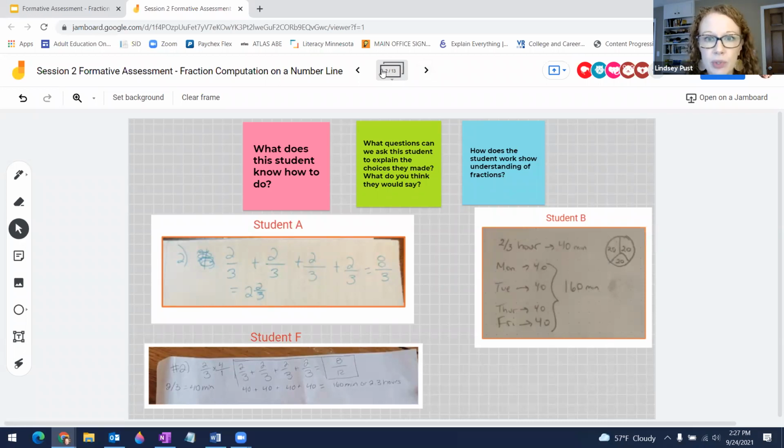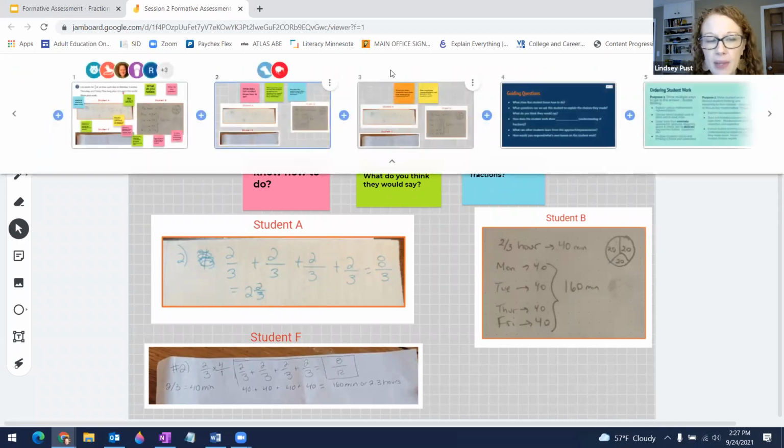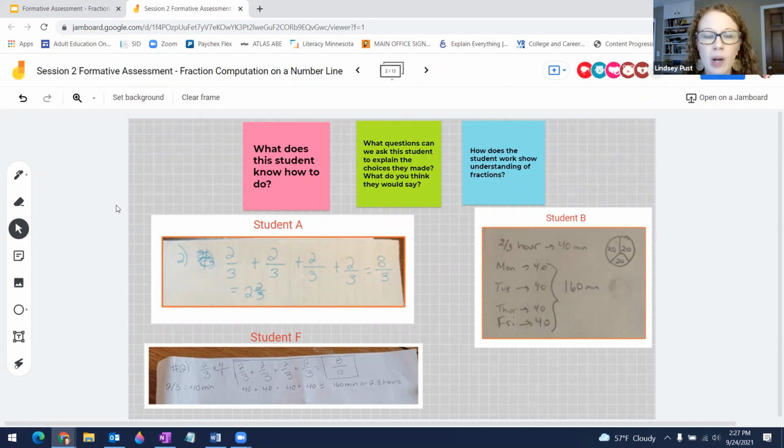So on page 2, the arrow up at the top in the middle of your screen by a box that says 1 out of 13, you'll want it to say 2 out of 13.